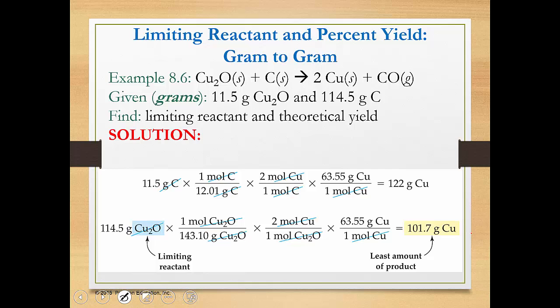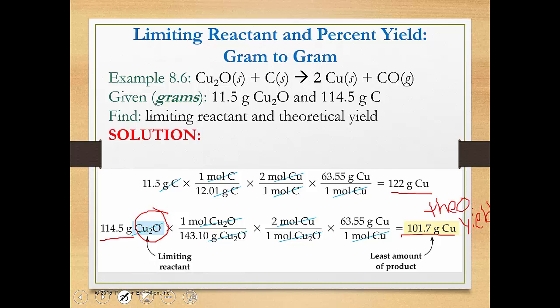Let's plug in all the numbers. So when we run the numbers for the carbon, we came up with 122 grams of copper. And when we look at the amount of copper 1 oxide that we started with and run the calculations on that one, we see that we only got 101.7 grams. So this is our theoretical yield. And our limiting reactant was copper 1 oxide.